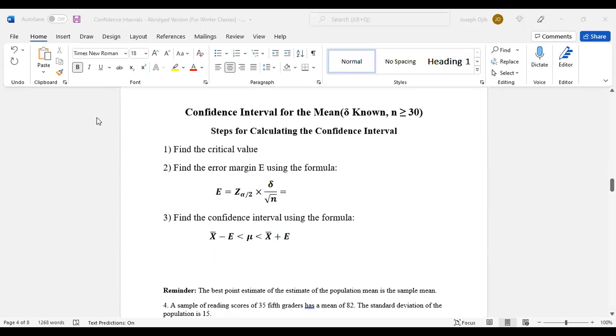So the process is this: find the critical value, which I've shown you how to do. The second step is to find the error margin using the formula. The error margin is E equals Z alpha over 2, that is the critical value, times the standard deviation over square root of n. Once you have this, you find the confidence interval by subtracting it on the left side and adding it on the right side to the sample mean. And that's it. That will give you a confidence interval.